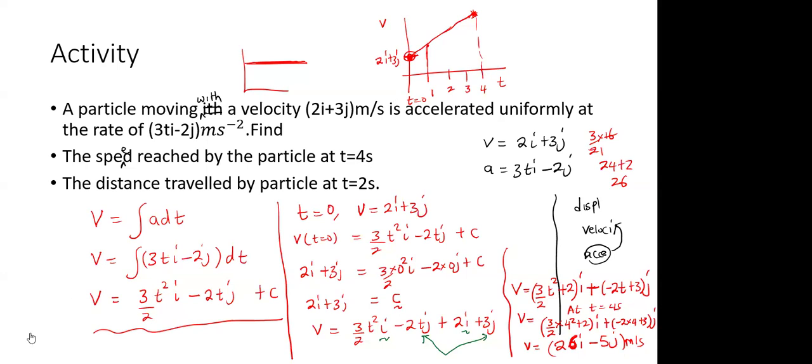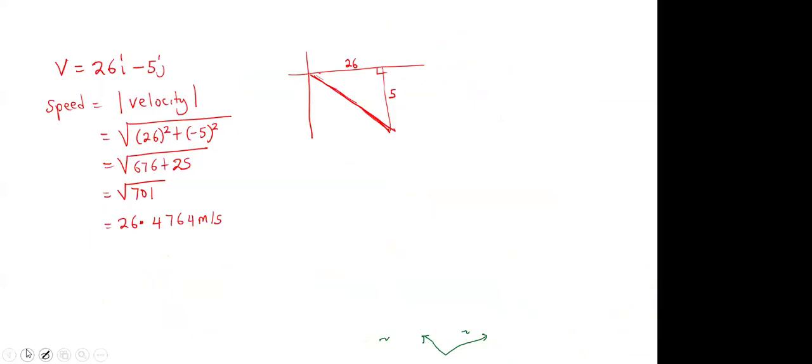Okay, now the next one, they're asking us to find the distance traveled. So in order for us to find a distance, it means we are going to first find our displacement. And how are we going to find our displacement? The good thing, we already have the velocity at any time.